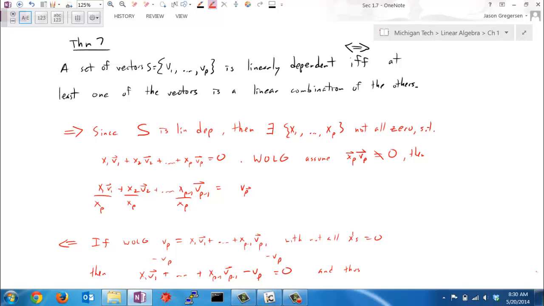Okay. So that's more of the formal statement of the proof. So you can see that stuff we did up ahead, that's how you might think about the proof. Yeah, this makes sense because if I move one over and I divide it, I have a linear combination.